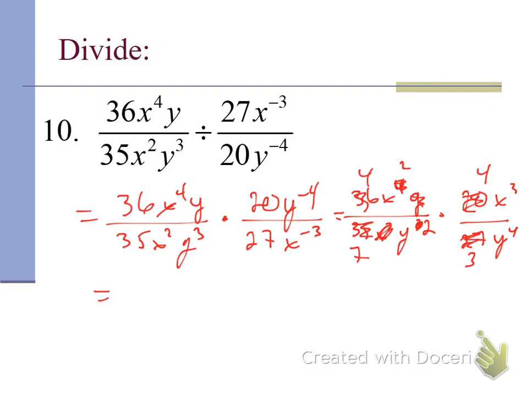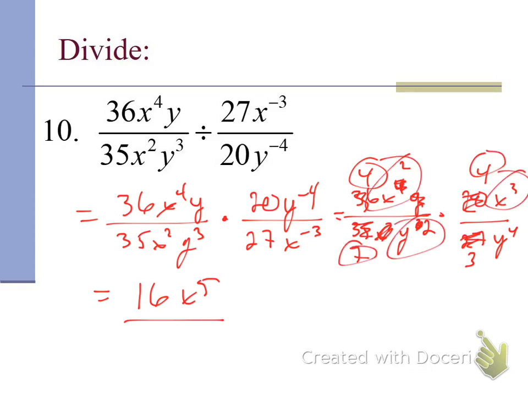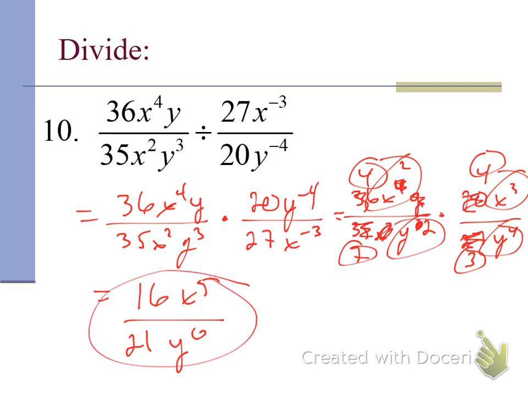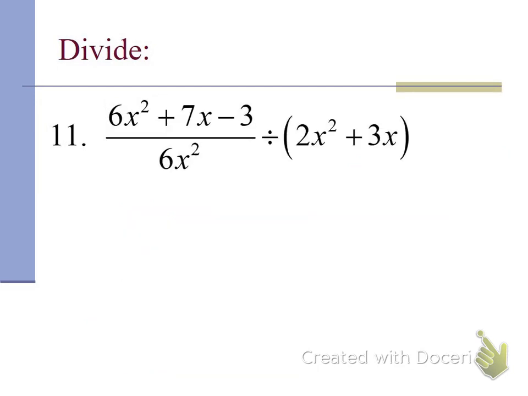And so what we're left with is 4 times x squared times 4 times x to the third, which is 16x to the fifth. And then we've got 7 times y squared times 3 times y to the fourth, which is 21y to the sixth. And we're done. So just flip that second fraction and multiply.